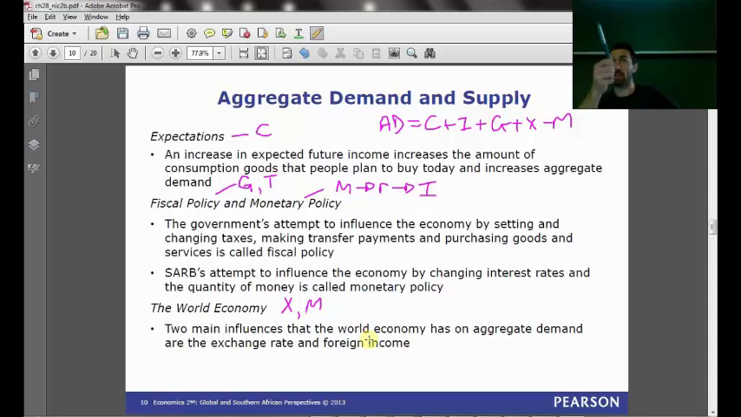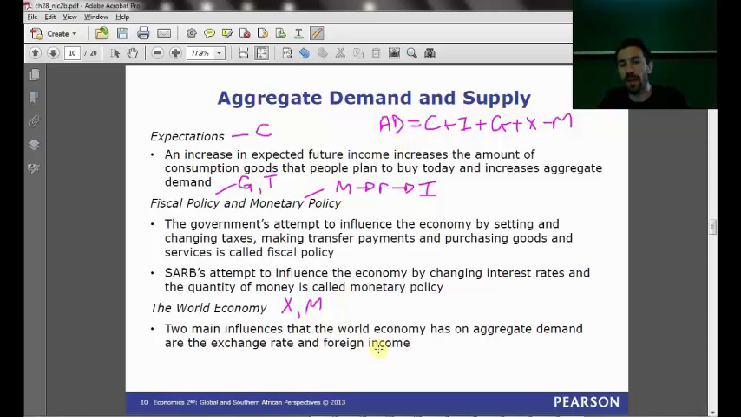So what will happen? I'll get to your question now. What tends to happen is when the exchange rate changes, the amount that we export and the amount that we import changes. So a change in the exchange rate changes exports and imports, and because a change in the exchange rate changes exports and imports, the change in exchange rate also affects aggregate demand.